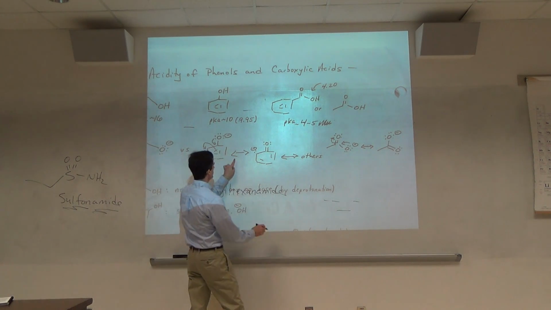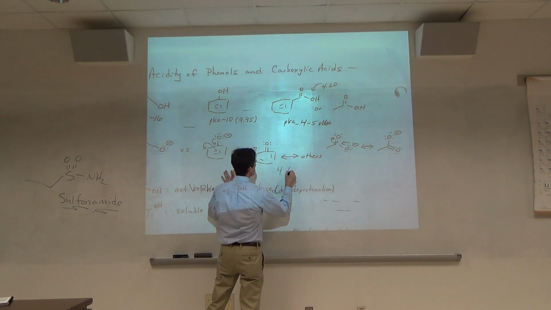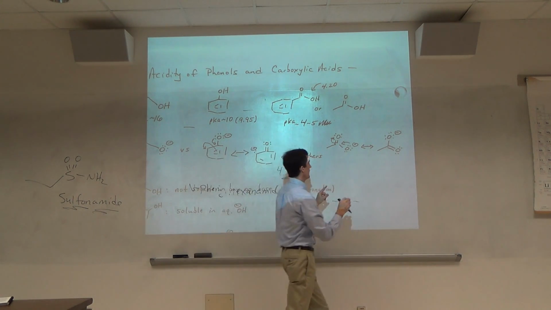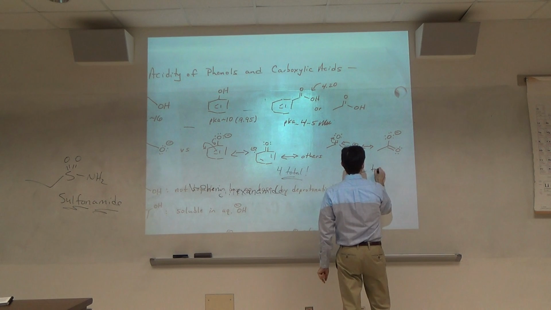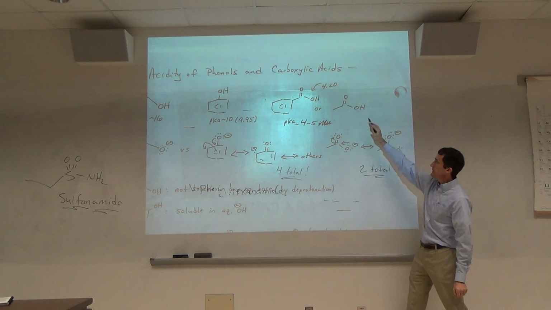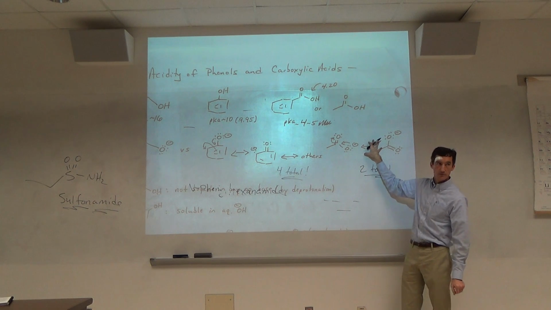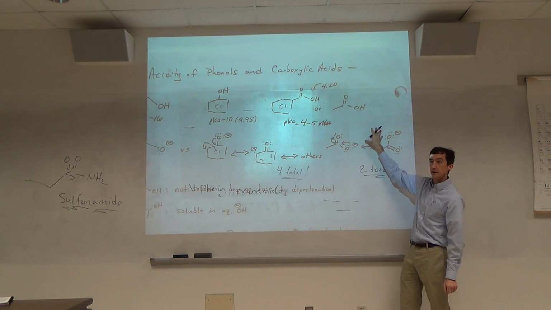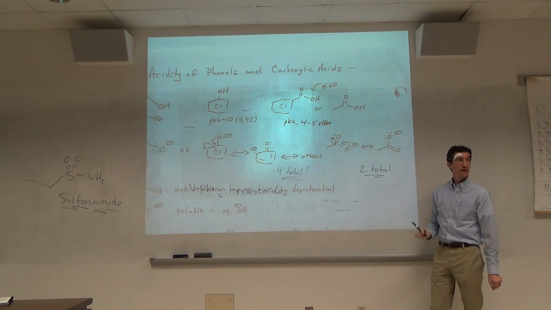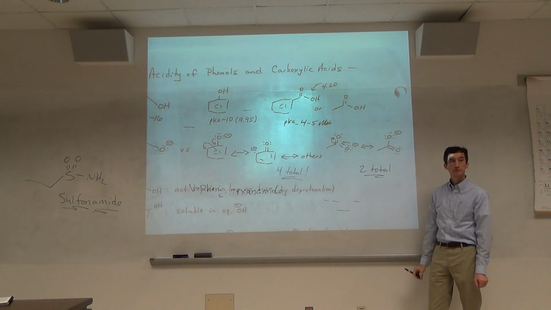Now here you can actually do 4 total resonance structures, so you can do 2 more. Here, you only have 2 total resonance structures. This being more acidic implies that this is more stable. It's more willing to give up the H and come here. Why is this more stable when it doesn't have as many resonance structures?